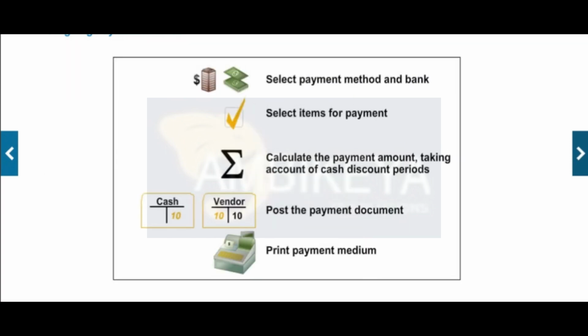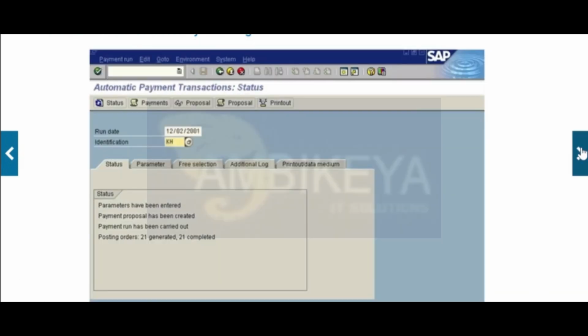All payment transactions include the elements shown in the figure. A payment transaction can be carried out either manually or automatically using the payment program. The standard system contains common payment methods and corresponding forms are defined separately for each country. This slide provides an overview of the automatic payment program.